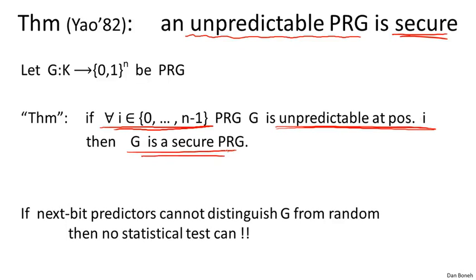I want to paraphrase this in English. The way to interpret this result is to say that if these next bit predictors, these predictors that try to predict the i plus first bit given the first i bits, are not able to distinguish G from random, then in fact no statistical test can distinguish G from random. So next bit predictors are in some sense universal predictors when it comes to distinguishing things from random.